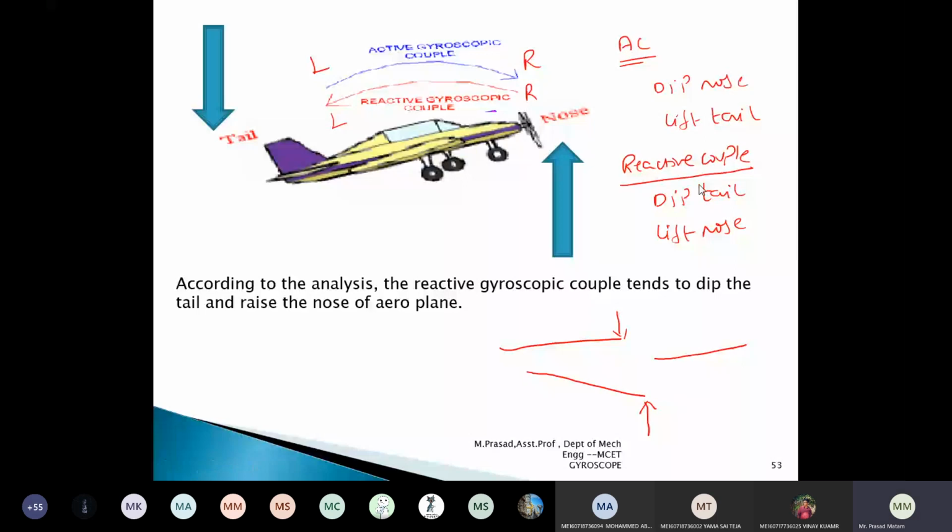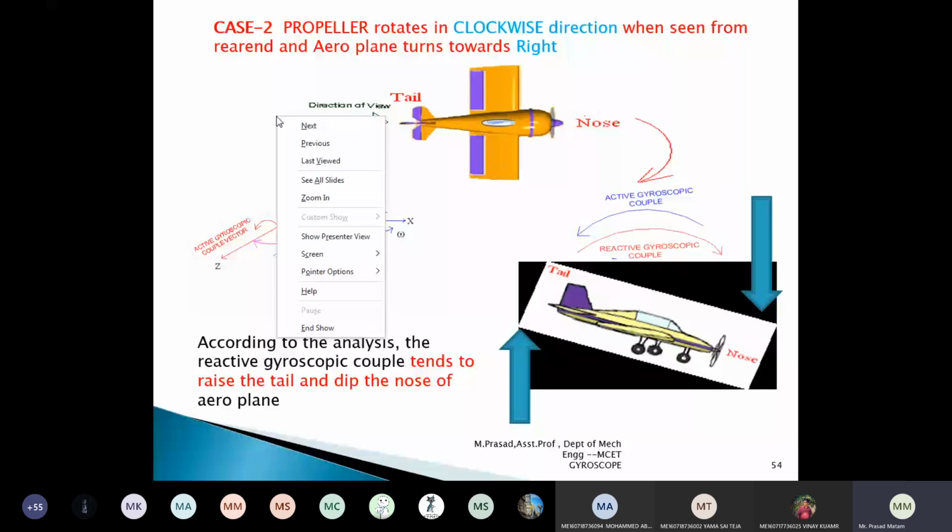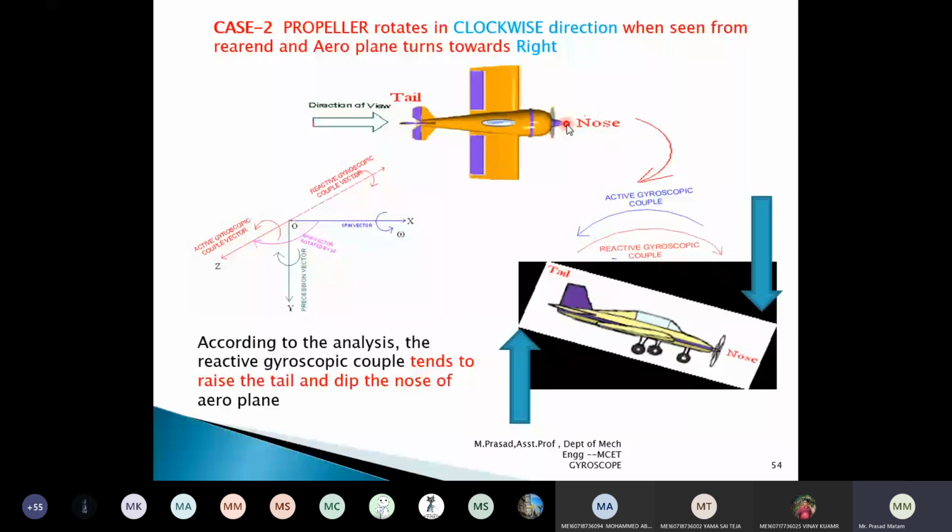Let us go for case 2. Propeller rotates in clockwise direction when seen from the rear end, and the aeroplane turns towards the right side. You see the direction here. This is the nose portion, and this is the tail portion. This is the nose, this is the tail, this is the direction of my view. I am taking the right turn. Again it is a clockwise rotor, you can see the directions here. The blue line represents your spin vector. Clockwise motion means it is moving towards the positive x-axis.